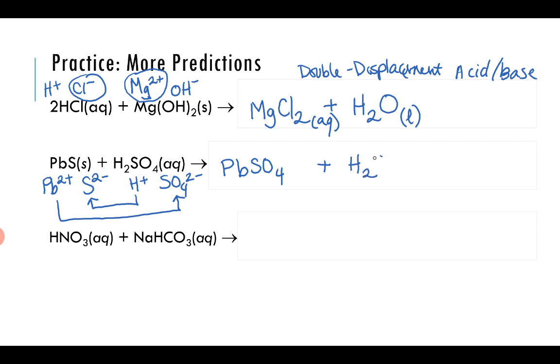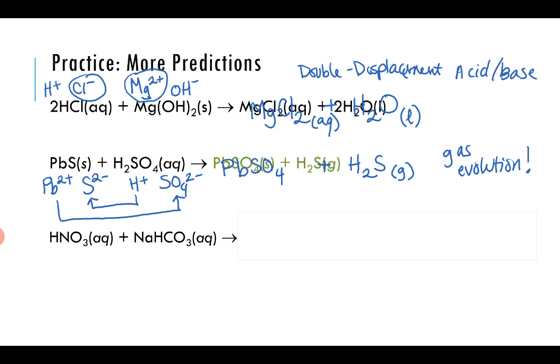And then H2S. Do you remember the state symbol of H2S? It's a gas. This is a gas evolution reaction. And then lead sulfate, I wrote down the state symbol as solid. All right, next up, we have our last one.